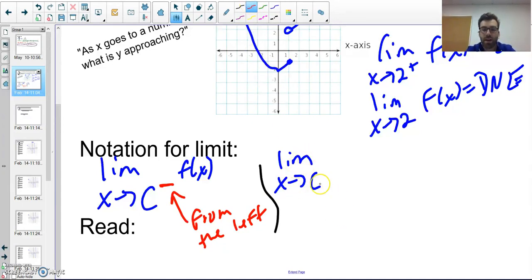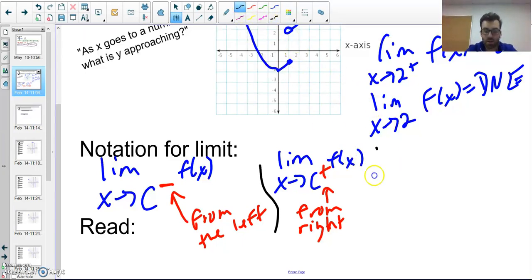That's alright. So the limit as x goes to c with the plus, that means from the right. The plus means right, the negative means left, because the negative numbers are on the left and the positive numbers are on the right. And then it'll be of f of x.